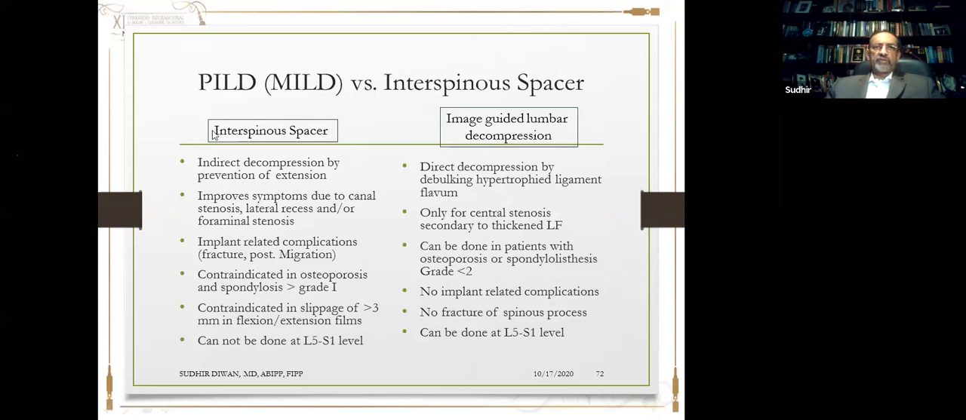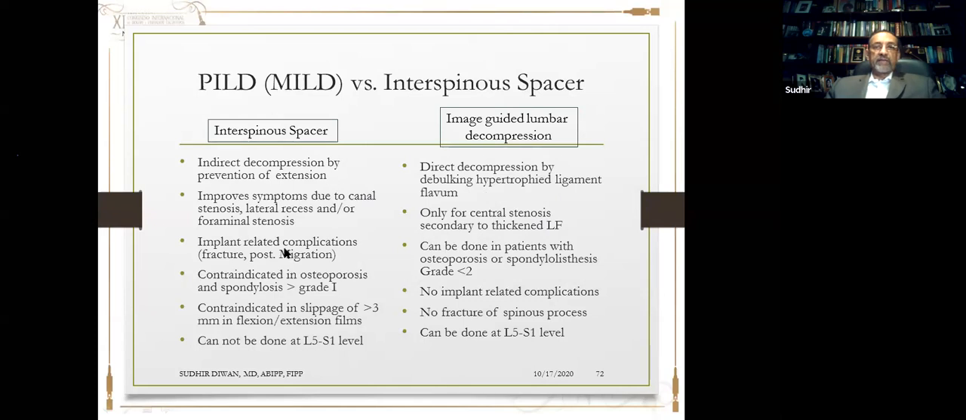There is always a question about which one is better, MILD or interspinous spacer. And these are some of the differences. The interspinous spacer is an indirect decompression, and MILD is a direct decompression. It improves symptoms due to spinal canal stenosis, lateral stenosis, or foraminal stenosis. The spacer is mainly for central stenosis. However, the study has shown that even if a patient has foraminal stenosis and lateral recess stenosis, this procedure potentially improves those areas too.